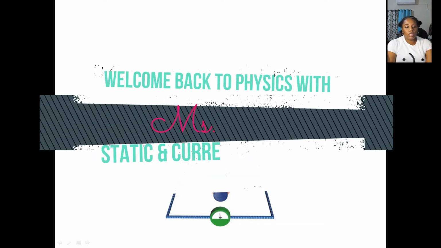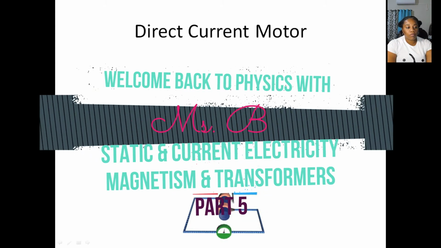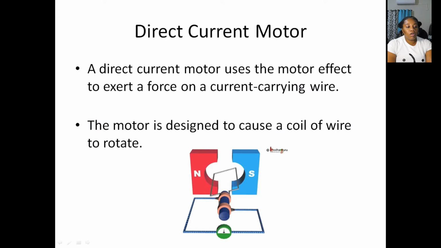DC motor and AC generator. A direct current motor uses the motor effect to exert a force on a current carrying wire. The motor is designed to cause a coil of wire to rotate.